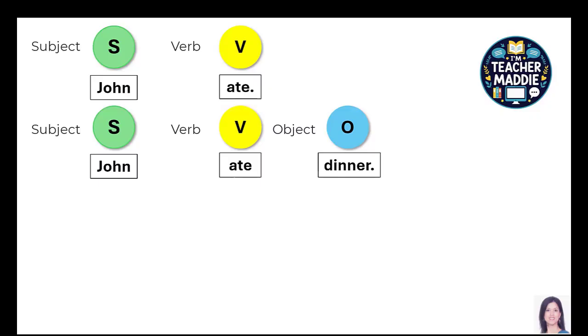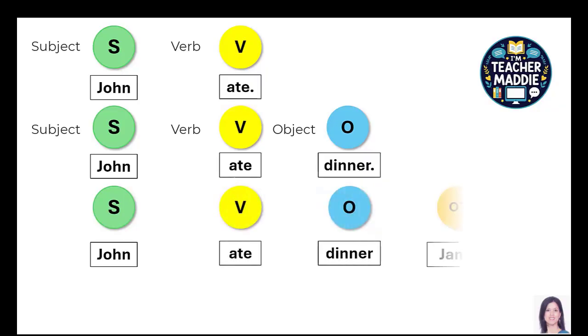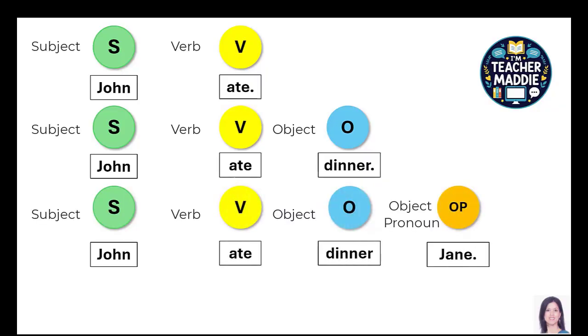Okay, so we have those two base sentences common in English. This is the order structure. The last sentence I'm going to show you is giving you just one more part. Okay? And that part is the object pronoun.